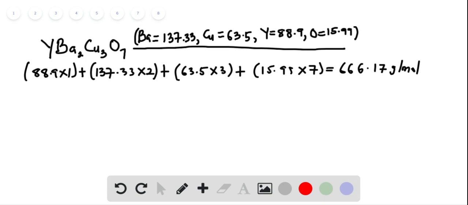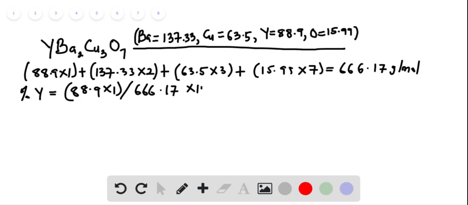Now we're going to calculate the percent of each of these elements in this compound. So the percent of yttrium will be equal to 88.9 times 1 divided by 666.17, times 100%, and that will be equal to 13.3%.